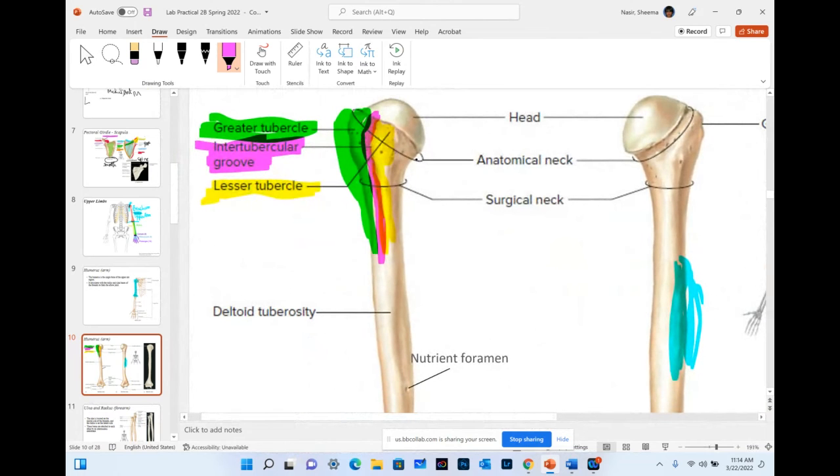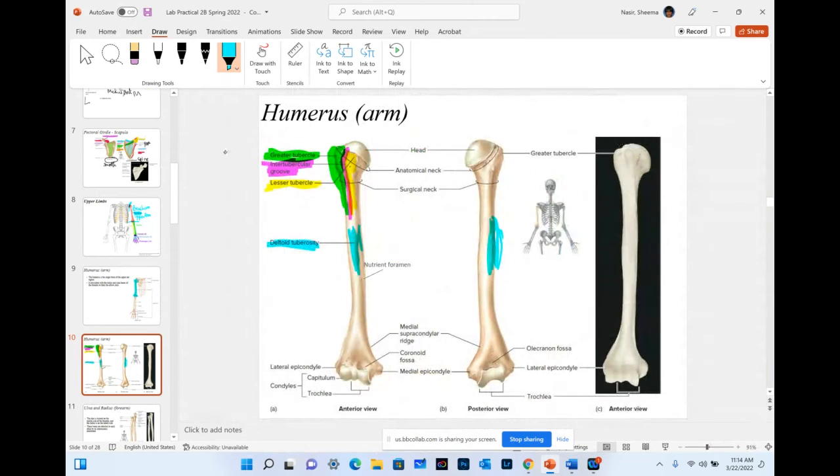In between the two is your intertubercular groove. And you can see the deltoid tuberosity right here. Around the mid part of the humerus, you are going to see the deltoid tuberosity.